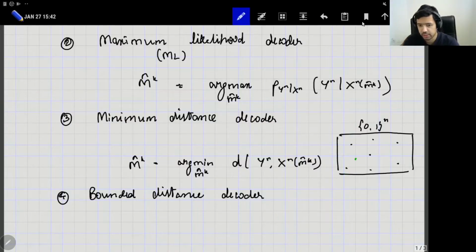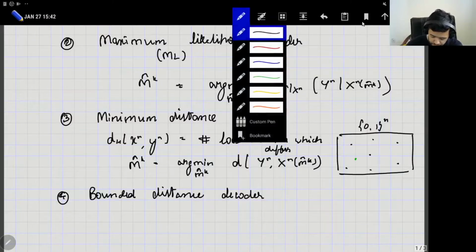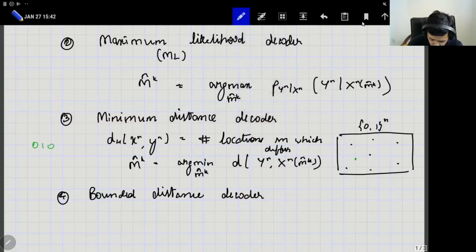Now for this we need a distance metric, and for the binary symmetric channel we use the following distance metric. It's called the Hamming distance. The Hamming distance between two binary sequences is the number of locations in which the two sequences differ. So for example, if you consider the sequences 0 1 0 1 0 and 0 0 0 1 0, these two sequences differ in one location, so the Hamming distance between these two is 1.